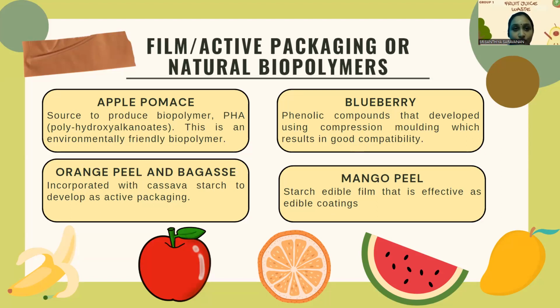The next is blueberry. Blueberry contains phenolic compounds that give color and can act as a pH indicator film. The orange peel and baguettes are also incorporated with cassava starch to develop active packaging. And mango peel also has a starch edible film that is effective as an edible coating to detect freshness and maintain the food quality. Next.